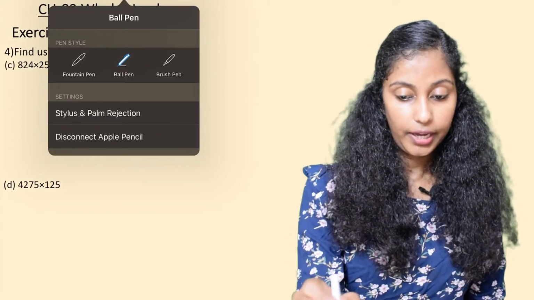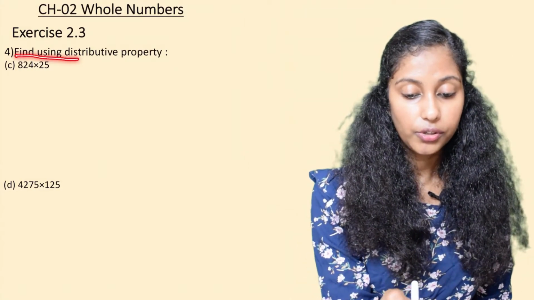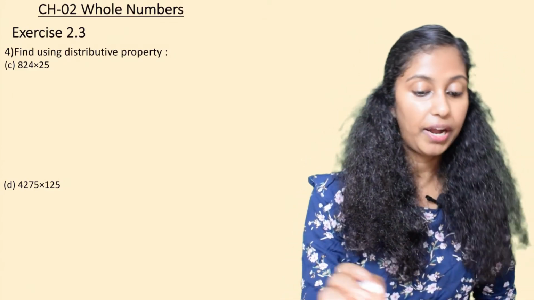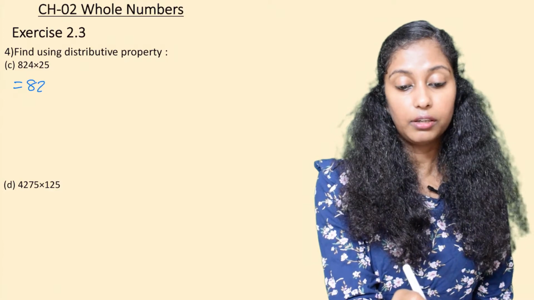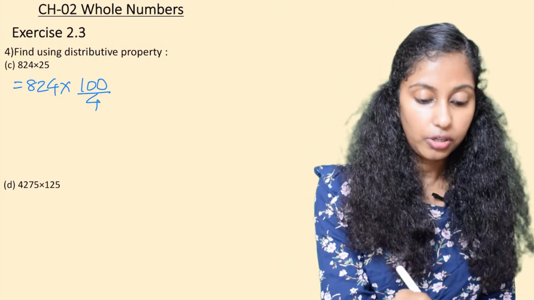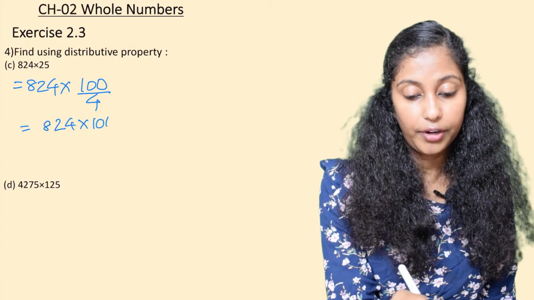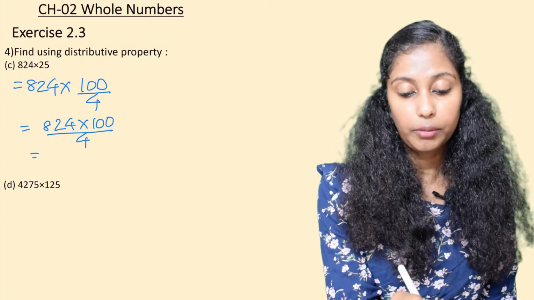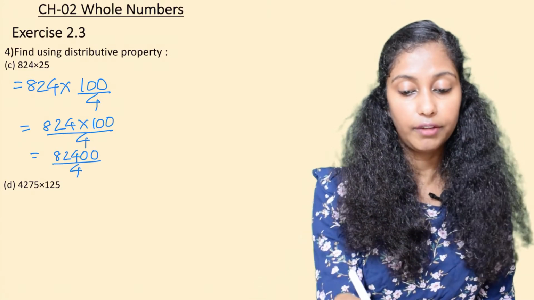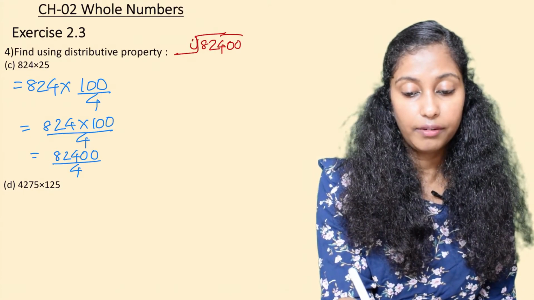So here they have asked us to solve using distributive property again. So here 824 multiplied by 25. So if you remember, we had seen in patterns as 25 can also be shown as 100 upon 4. So here what we do is, here we do 824 multiplied by 100 upon 4. So 824 multiplied by 100 is 824 and 2 zeros upon 4. So now here we'll divide in the rough column 824 and 2 zeros by 4.